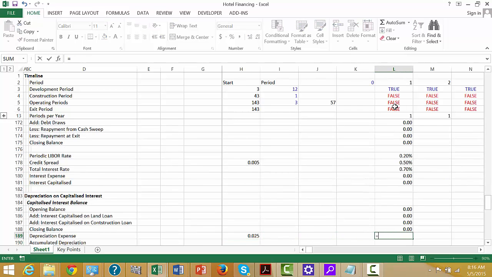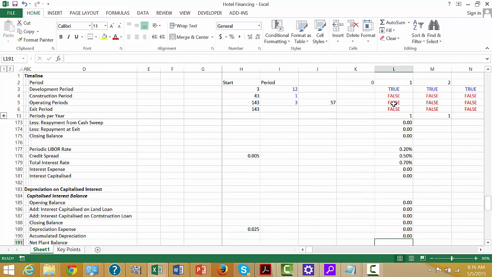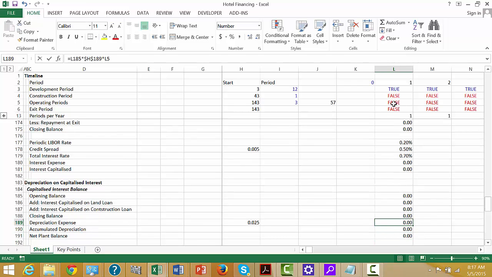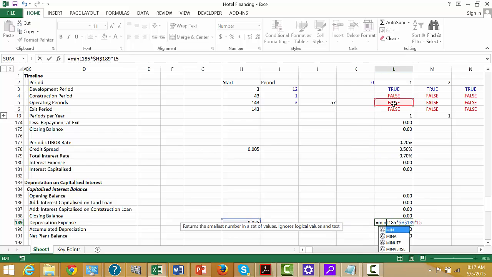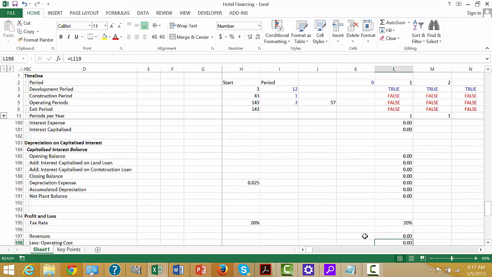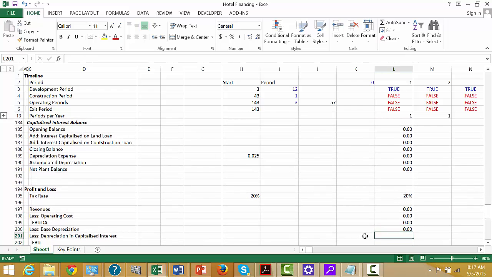Here, remember, we can take the opening balance, multiply it by this, and we don't begin it until we have the operating switch. And so our accumulated depreciation is last year plus this year. Net plant balance is the closing balance minus the accumulated depreciation, and we have to adjust this one and put the minimum of this number or the plant balance from the prior year. I did that a little bit quickly maybe, but there we go.